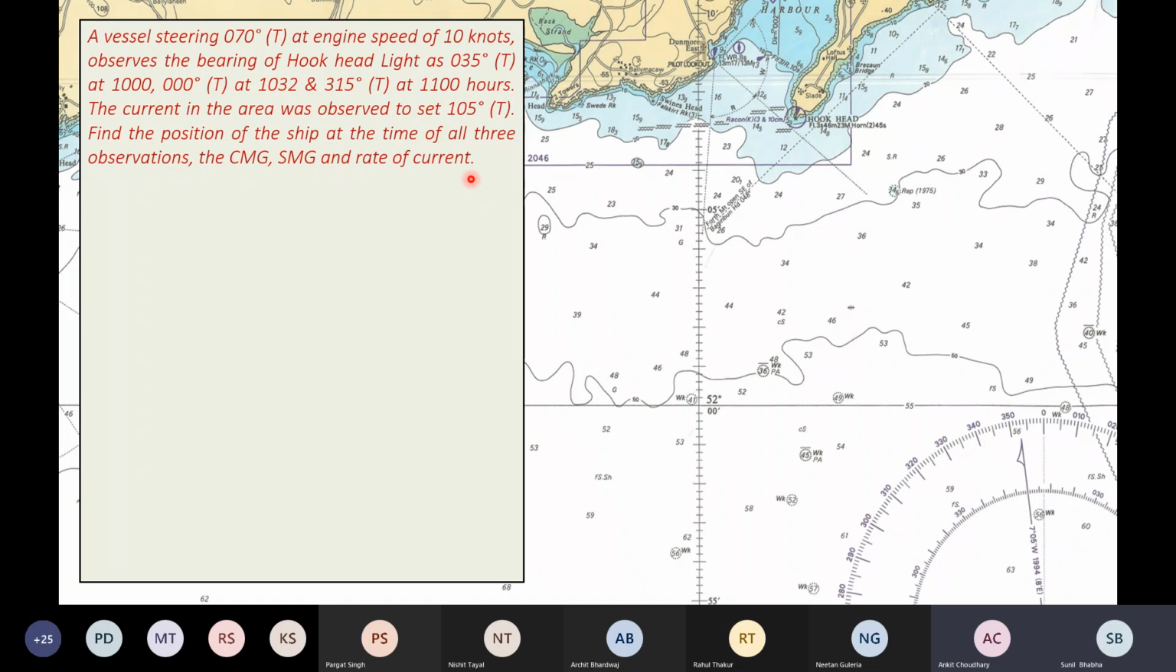So we can see that we are given three bearings of the same object, Hook Head lighthouse, and we are required to find out the course made good, speed made good, rate of the current, and all the three positions. Beta, any doubt in the question? Is it clear? Yes, sir, clear. Okay, beta. All right.